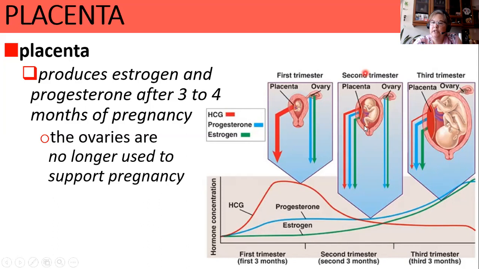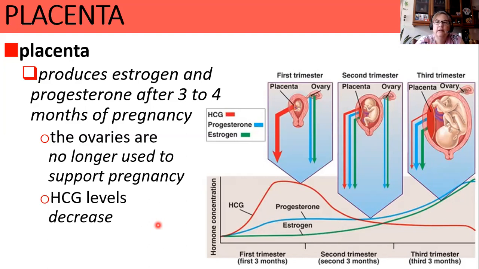Because now the placenta is doing the job, and we see these increasing levels of estrogen and progesterone, and what we see is the placenta has completely taken it over here, and we see very little HCG being secreted at this point, okay? So at this point, about 3 to 4 months after conception, the ovaries aren't being used at all to support the pregnancy anymore, okay? Because progesterone and estrogen are now being produced by the placenta, okay? So we'll see HCG levels start to decrease at that point.